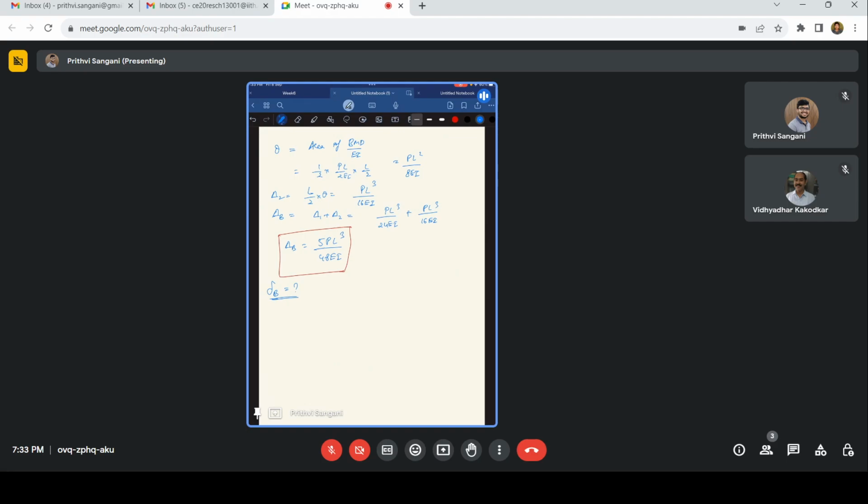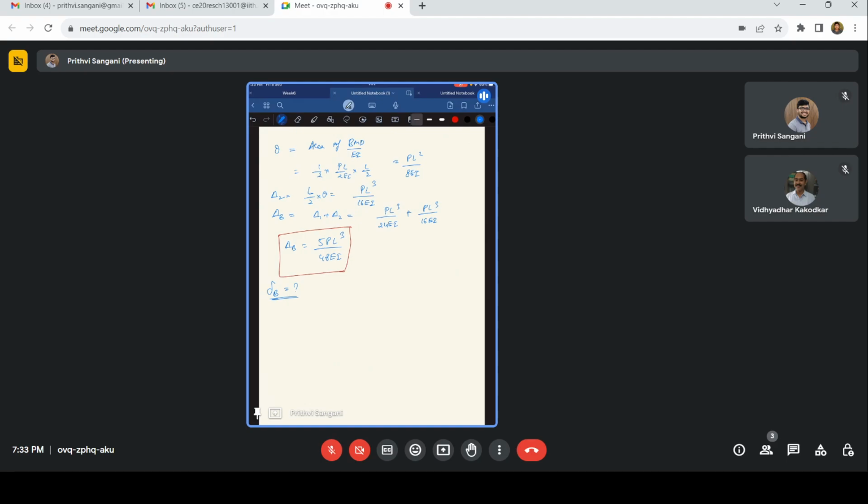Fine. Let us solve one question on what happens if the support settles. The same question, we have the same question here. So we have the same fixed beam with UDL.